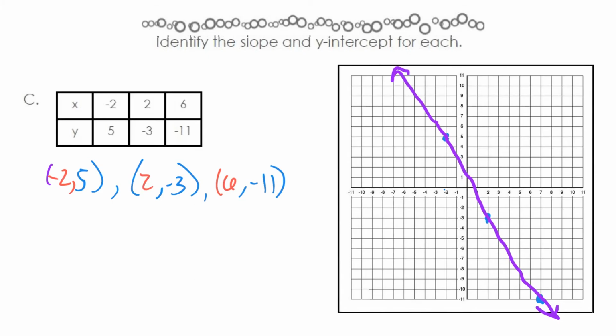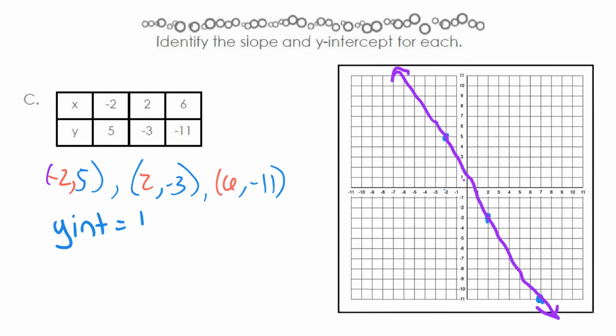And if you notice, if my line was correct, usually you would use a ruler or a straight edge. But it looks like right here is where our y-intercept is. So our y-intercept is at 1.